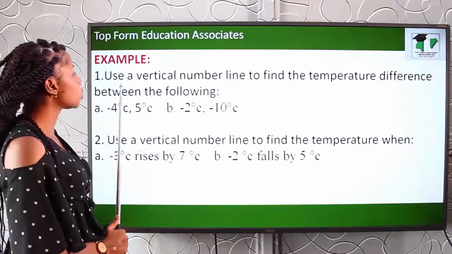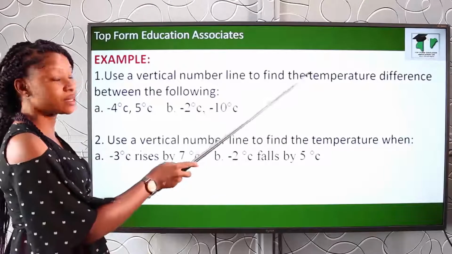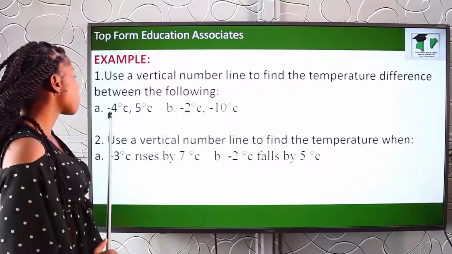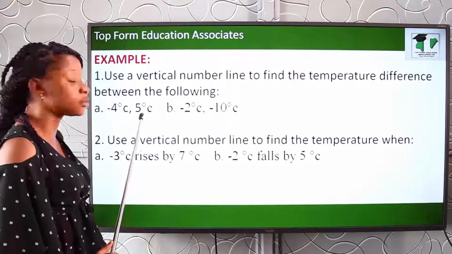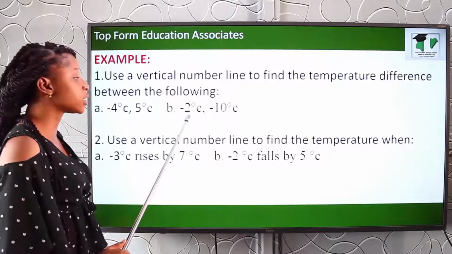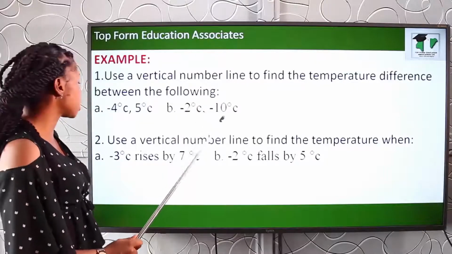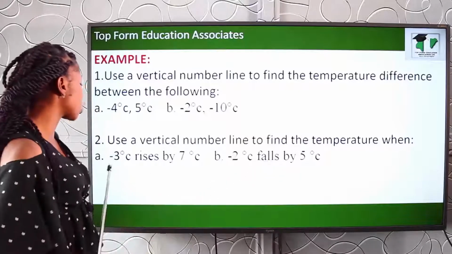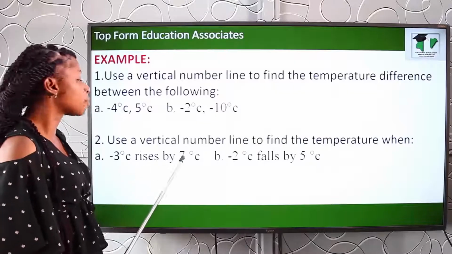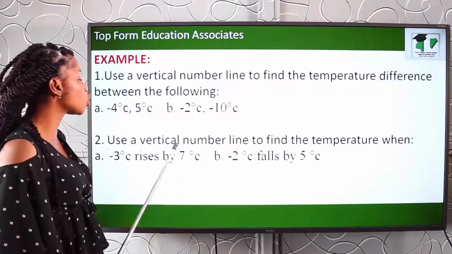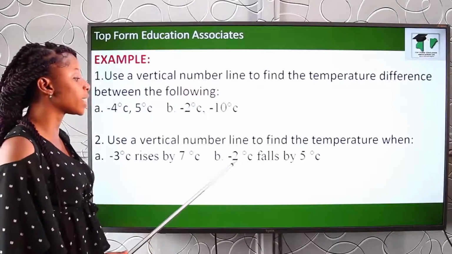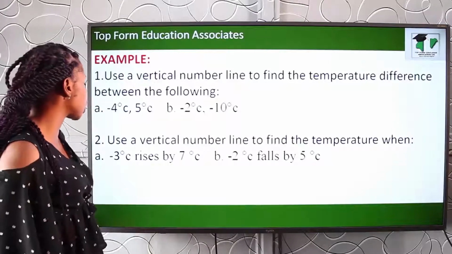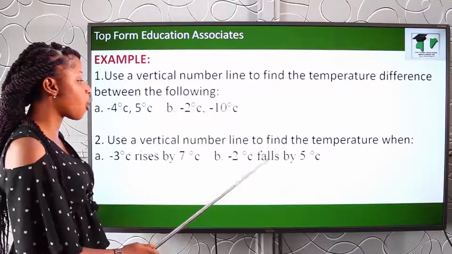Number 1, use a vertical number line to find the temperature difference between the following: A, minus 4 degrees centigrade and 5 degrees centigrade; B, minus 2 degrees centigrade and minus 10 degrees centigrade. Number 2, A, use a vertical number line to find the temperature when minus 3 degrees centigrade rises by 7 degrees centigrade. B, also use the vertical number line to find the temperature when minus 2 degrees centigrade falls by 5 degrees centigrade. I want you to take note of the rises and falls, okay?